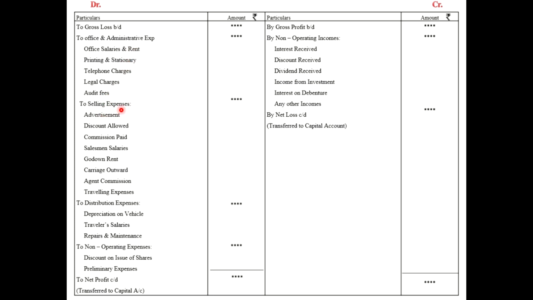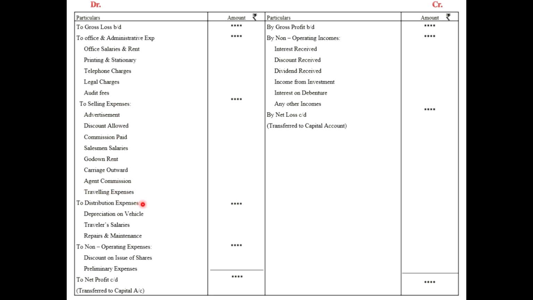Selling expenses are related to selling activity, such as advertisement, discount allowed and commission paid. Discount allowed is a loss. As I have already told you, on the debit side we record the expenses and losses. If the company allows a discount, it is a loss. That's why we record it on the debit side. Commission paid, salesman salary, godown rent, carriage outward, agent commission and traveling expenses are the selling expenses.